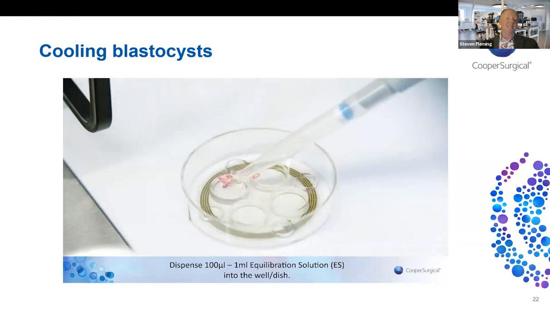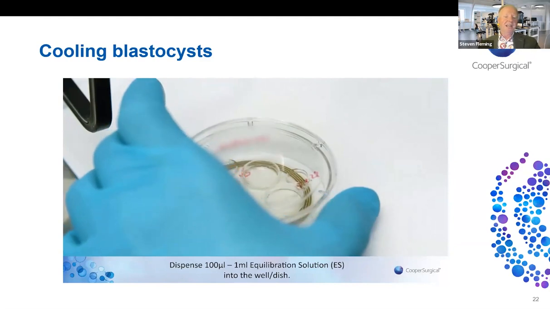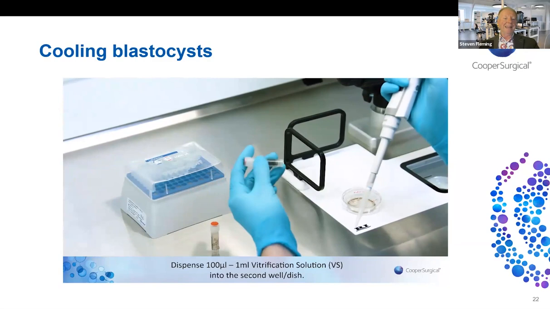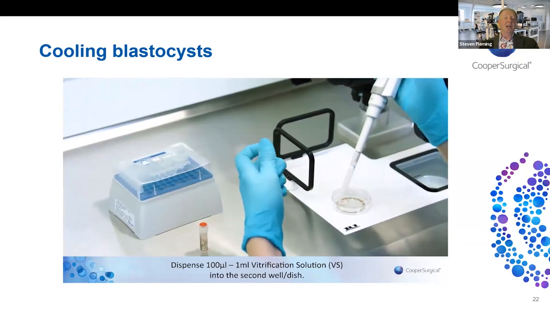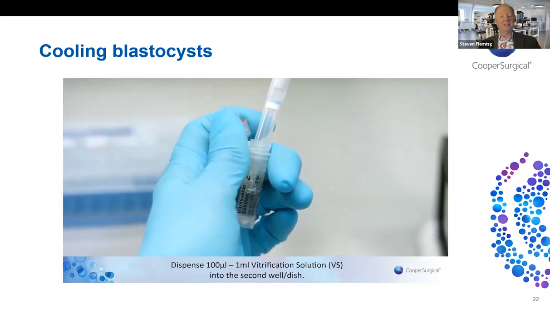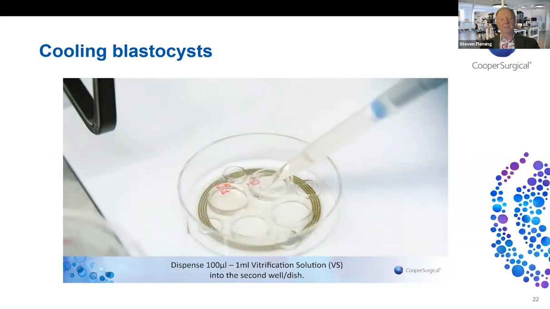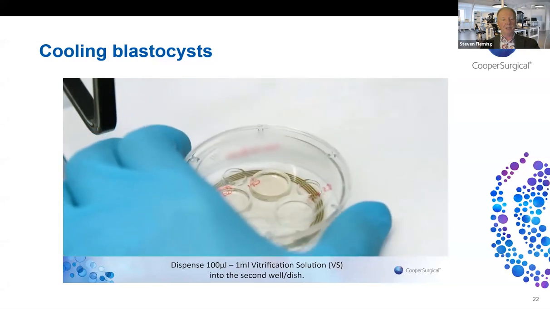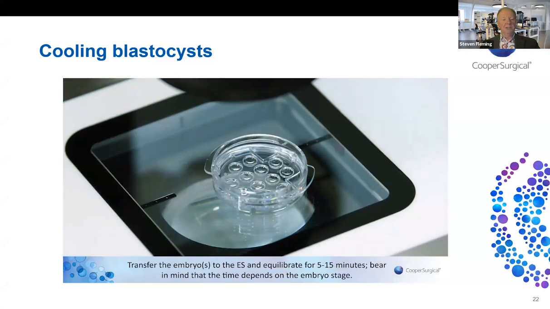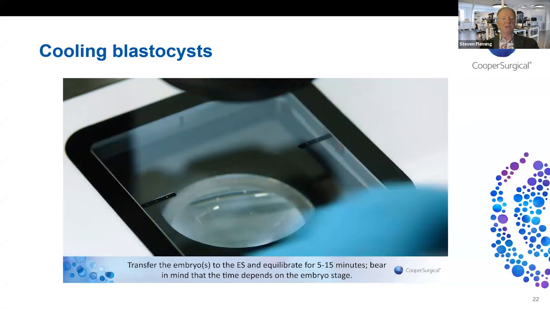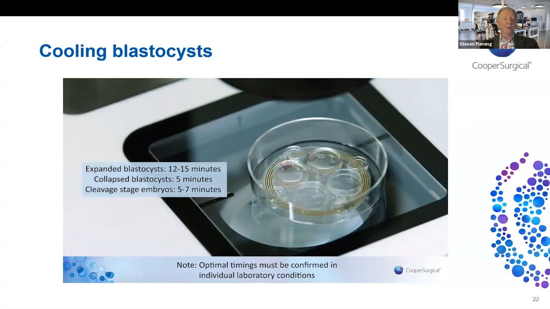And then, because these volumes here are quite large, you can pipette out both your equilibration solution and your vitrification solution. And also with cleavage stage embryos, you're tending to equilibrate for a shorter period of time, and certainly with collapsed blastocysts. So you transfer your embryo or embryos to your equilibration solution and equilibrate.